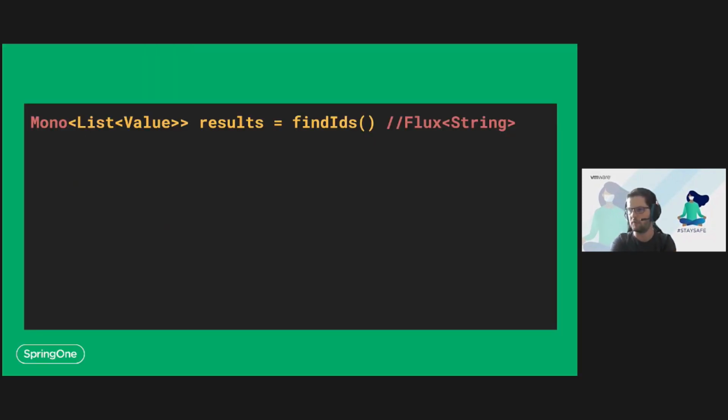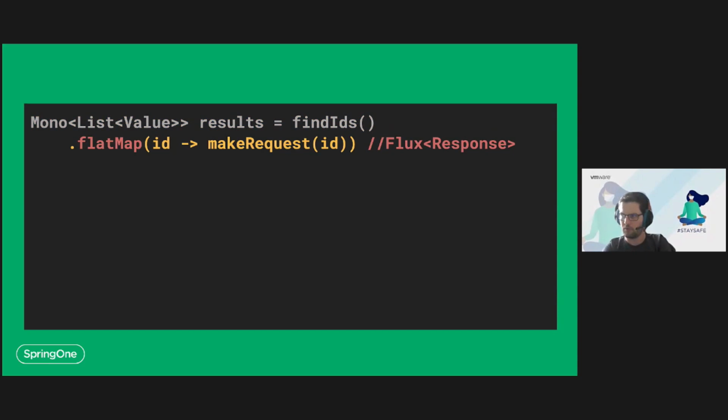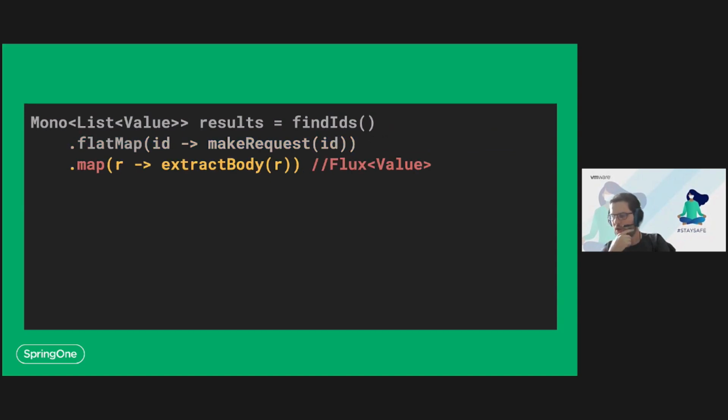So in Reactor, we would use a mono. We would have a first step that is represented as a flux of string. Find IDs returns a flux of string on which we would do a flat map. For each individual ID, we would perform a reactive request. Make request here returns a mono of string, for instance, or a mono of response. So what we actually get is a flux of response at this point. Each response we could map to a value object.